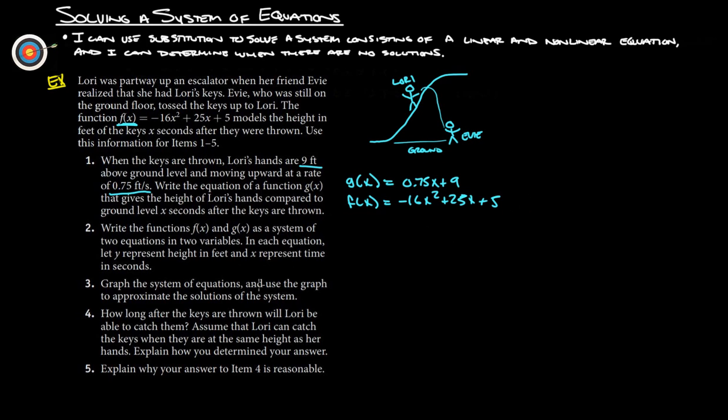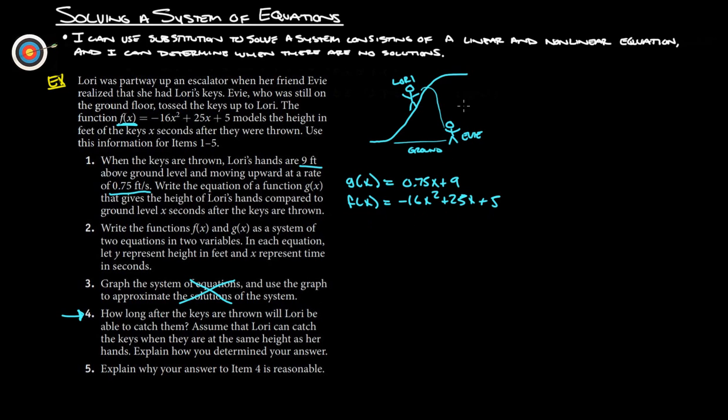It says graph the system of equations and use the graph to approximate the solutions of the system. We're going to skip that because the graphing is rarely, if ever, a great way to get a good solution. I mean, it'll give you roughly the solution, but what we want to do is actually solve this algebraically, which is what 4 is going to ask us to do. How long after the keys are thrown will Lori be able to catch them? Assume Lori can catch the keys when they're the same height as her hands.